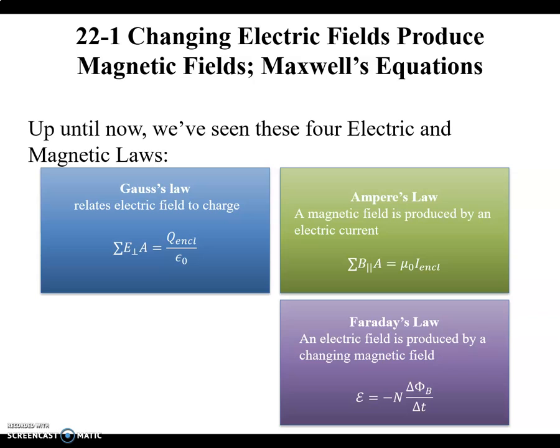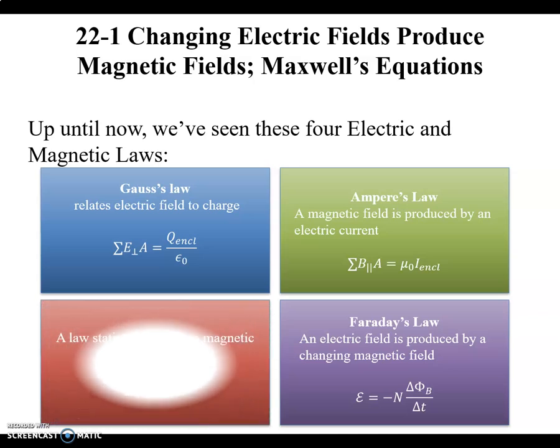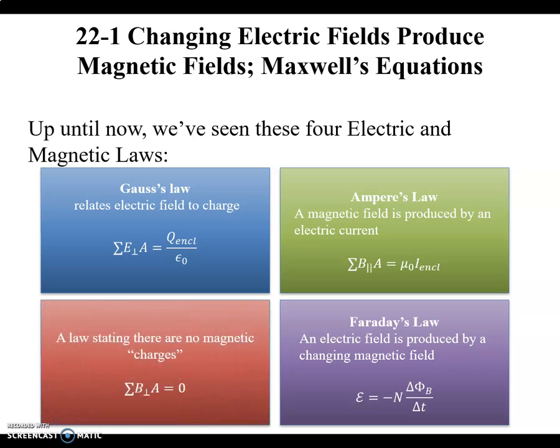The final equation that we need states that there are no magnetic charges. In other words, there's no North Pole without a South Pole. So any magnetic field that passes through some area has to wrap around and come back into that area. So there's no net magnetic flux around a magnet. So that's what that final equation means. It's basically the magnetic equivalent of Gauss's law, but much simpler.